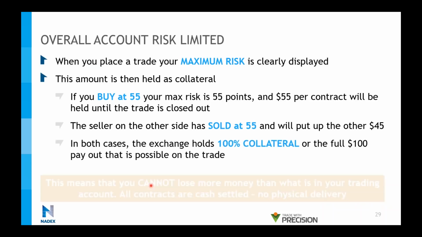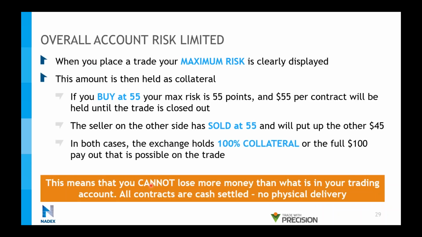Overall account risk limited. When you place a trade, your maximum risk is clearly displayed, and this amount is then held as collateral. If you buy at 55, your maximum risk is 55 points, and $55 per contract will be held until the trade is closed out. The seller on the other side has sold at 55 and will put up the other $45. So in both cases, the exchange holds 100% collateral, or the full $100 payout that is possible on the trade. Once again, this means that you cannot lose more money than what is in your trading account.